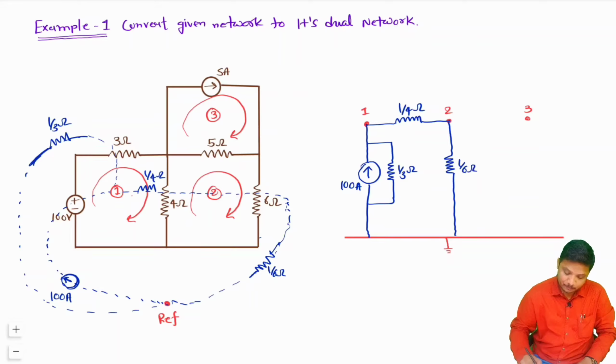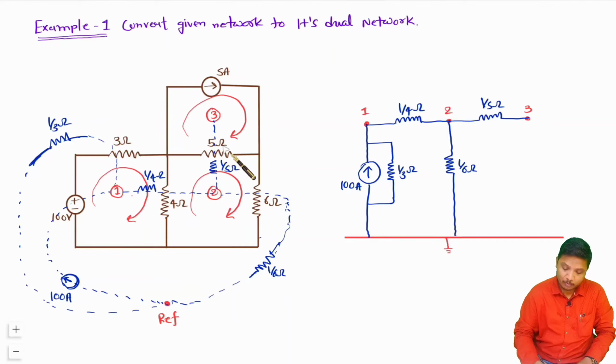So with respect to node 2 to reference, I am having transconductance of 1 by 6 ohm, right? Now you see this 5 ohm resistor that is in between 3 and 2. So I need to connect 3 and 2 with the equivalent of this 5 ohm, that is 1 by 5, which is transconductance. So in between 2 and 3 we have 1 by 5 ohm, which is the equivalent of 5 ohm. And now you see only 5 ampere current is remaining. So that is from node 3 to reference, right?